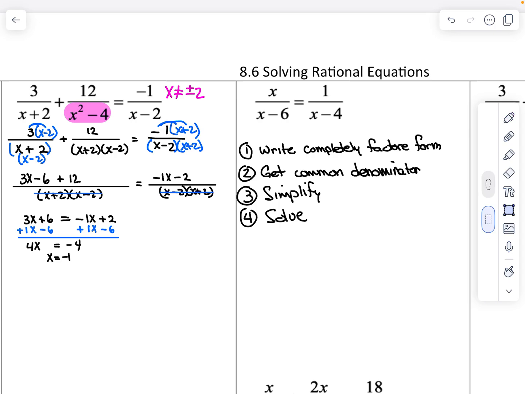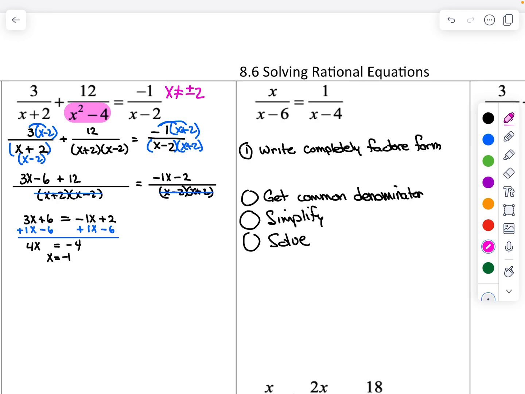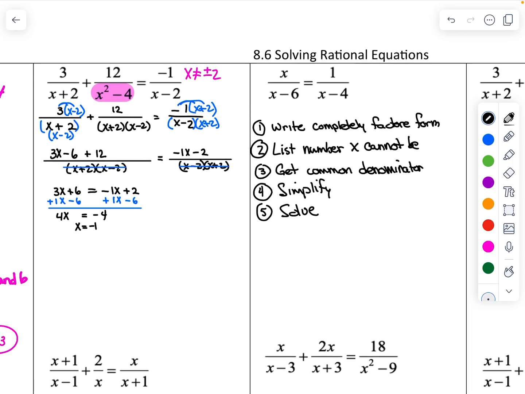So first of all, hang on a minute. These numbers are going to need to change. So first of all, that needs to happen right here. So step 2 should be list numbers x cannot be. Then get a common denominator, then simplify, then solve. I think that's the right way to do that.